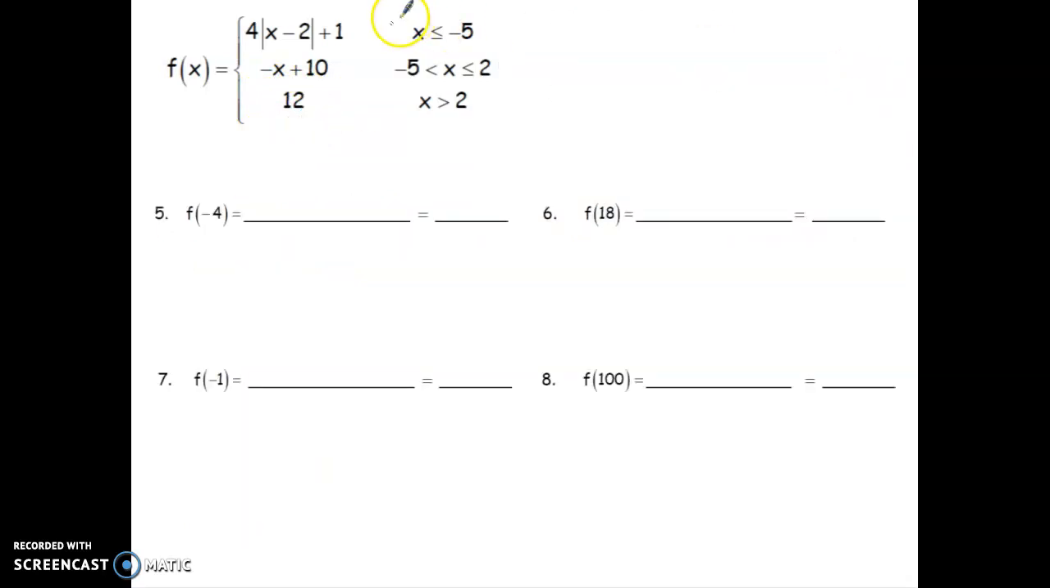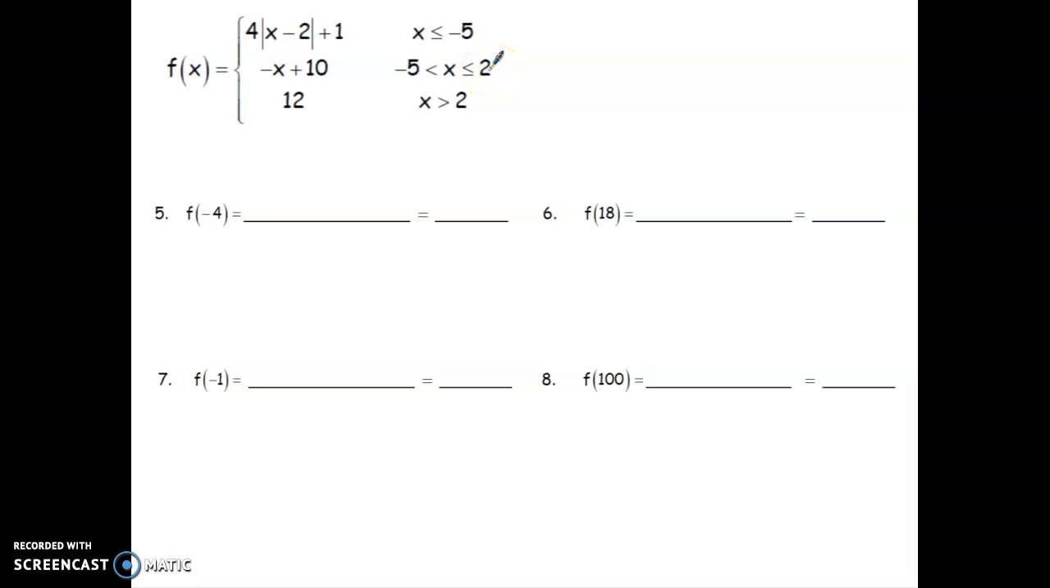All right, same function, only this time I erased my colors. Let's see what we can do with this one. F of negative 4. Okay, which line do you think I should do? Should I substitute into the top line, the middle line, or the bottom line? I hope you picked the middle line, because negative 4 is in between negative 5 and positive 2.